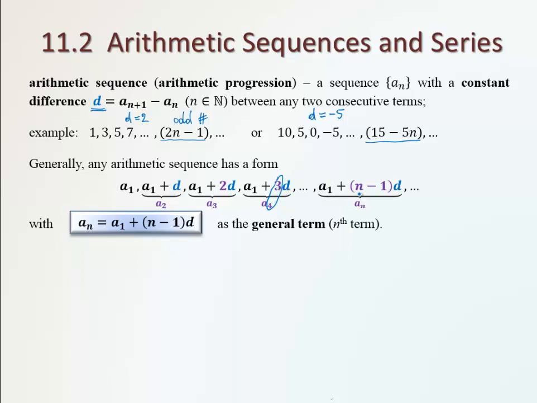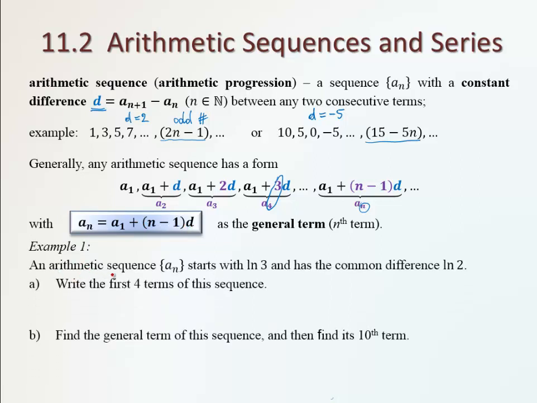So if we want to develop the formula for the general term an, that will be the first term plus 1 less than n, that means n minus 1, times the common difference. Therefore, we can state that a general term an for any arithmetic sequence can be expressed as the first term plus n minus 1 common differences.